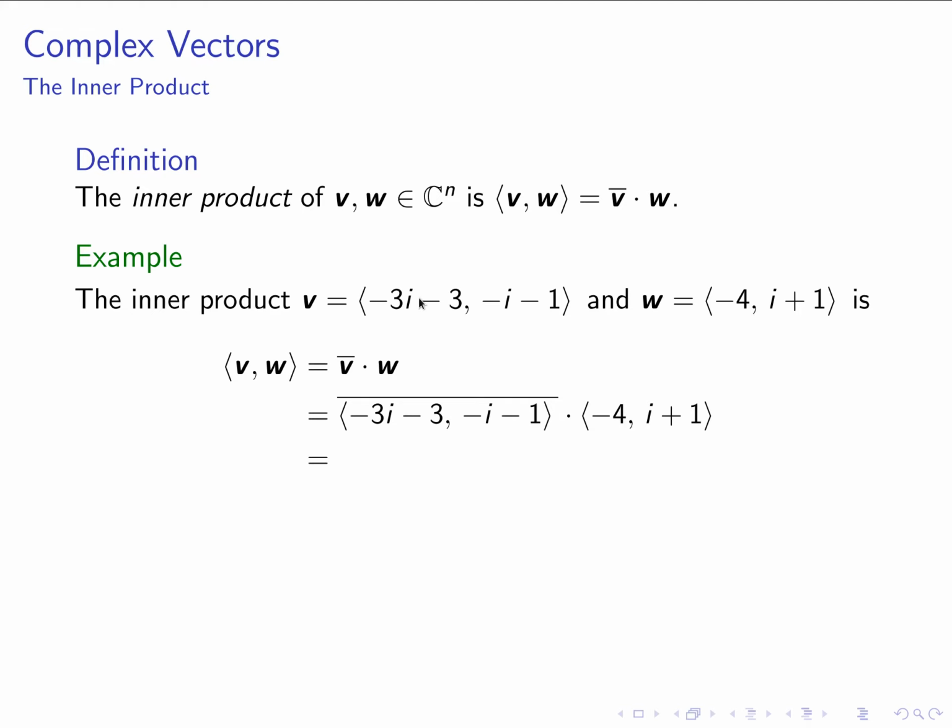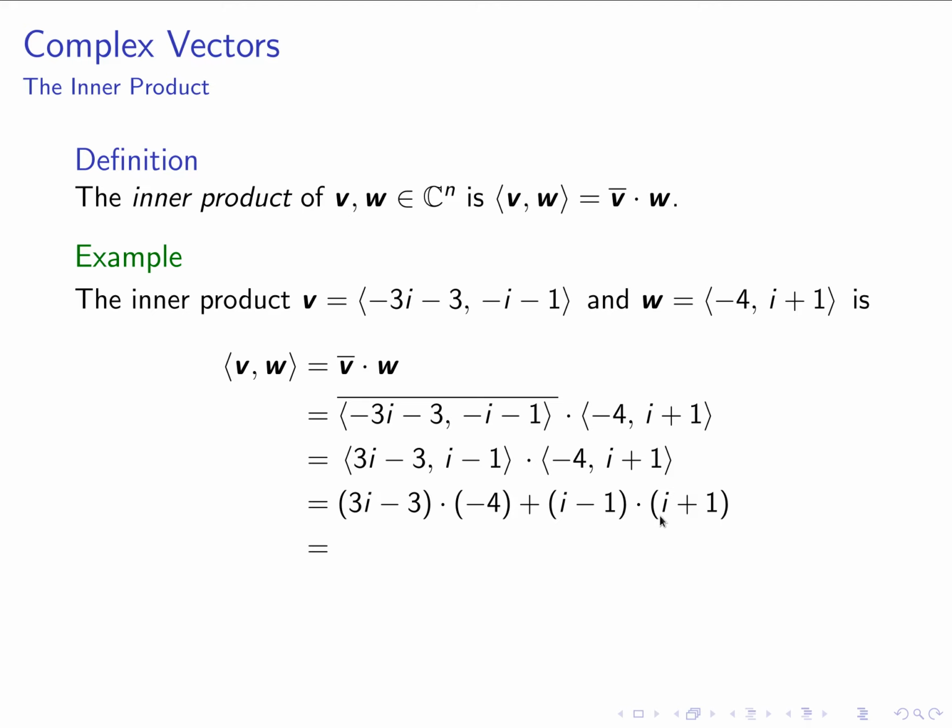Well, when we conjugate this first vector v, we take each of the imaginary parts and negate them. So negative 3i minus 3 should become 3i minus 3, and negative i minus 1 should become i minus 1. After we take these conjugates, we now proceed to take a dot product. So now, according to the formula, we should take 3i minus 3 and multiply by negative 4. And then we take i minus 1 and multiply by i plus 1. When we do the arithmetic here, we end up with the number negative 12i plus 10.